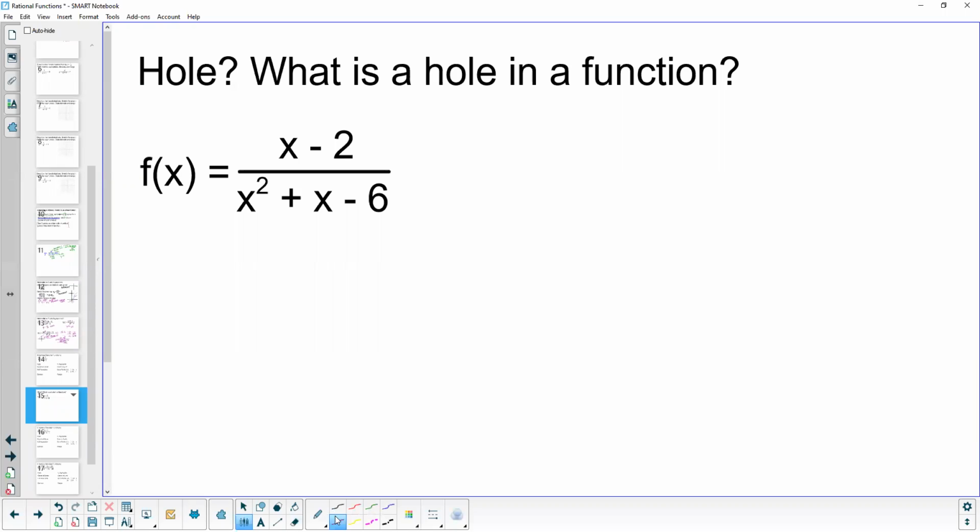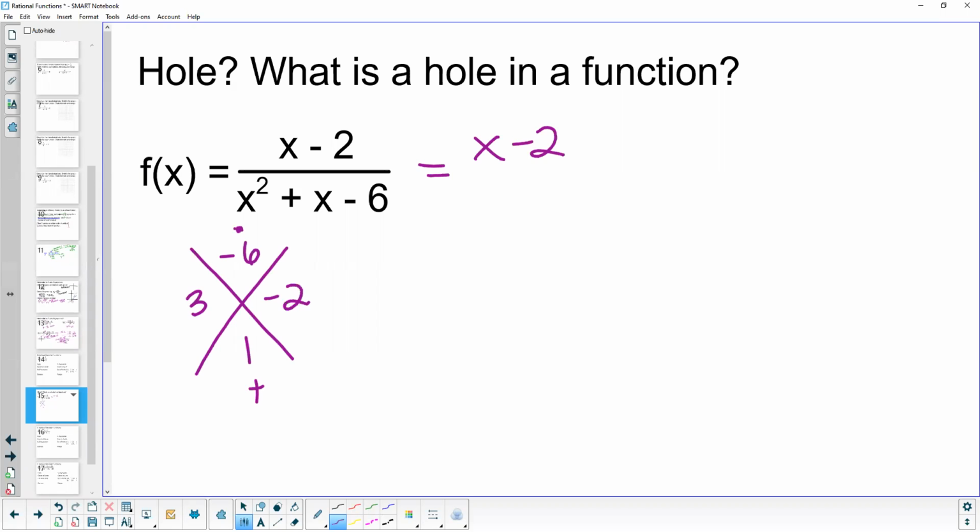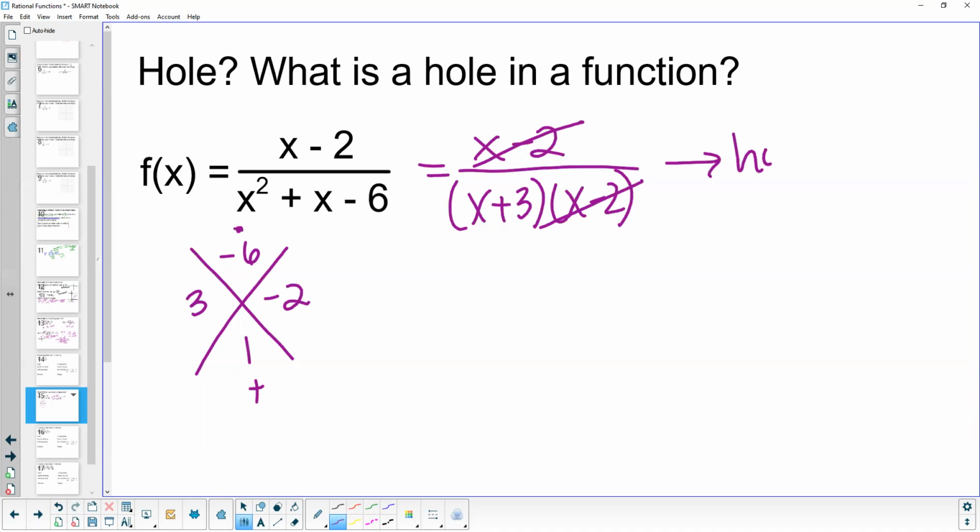Well, when it comes to a hole in a function, to find that hole we actually want to simplify our function as much as possible. So in this case, x minus 2 is as simple as it gets, but we want to factor the bottom here. So we're going to look at factoring two numbers that multiply to negative 6 and add to 1. Well, that's going to be 3 and negative 2. So then we can factor this as an x plus 3 times an x minus 2. Now notice how there's an x minus 2 on top and bottom. That right there tells us that we have a hole when x equals 2.